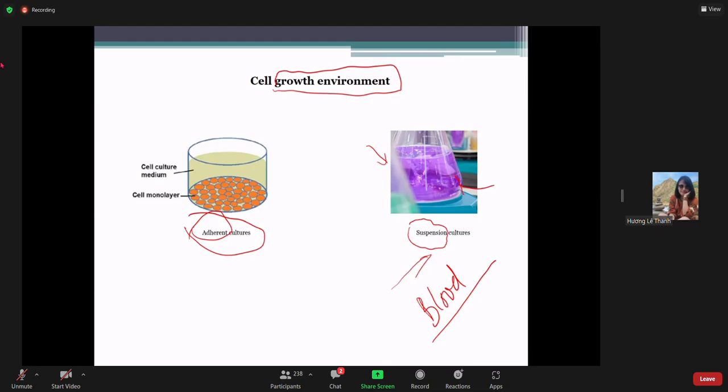And to culture these kinds of cells outside of your body, we need to provide them a medium to survive, an environment that is similar to the medium inside of your body, and we call it the culture media.